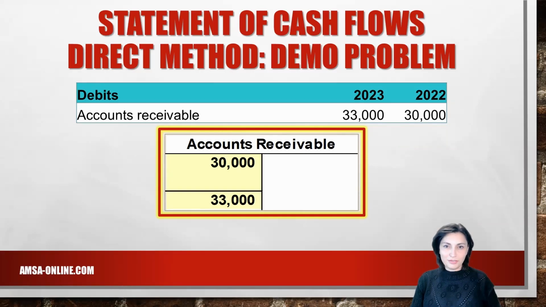The normal balance for accounts receivable is debit, as it is an asset account and is increased by debit. We start with recording the beginning and ending balances on the debit side of the T account.